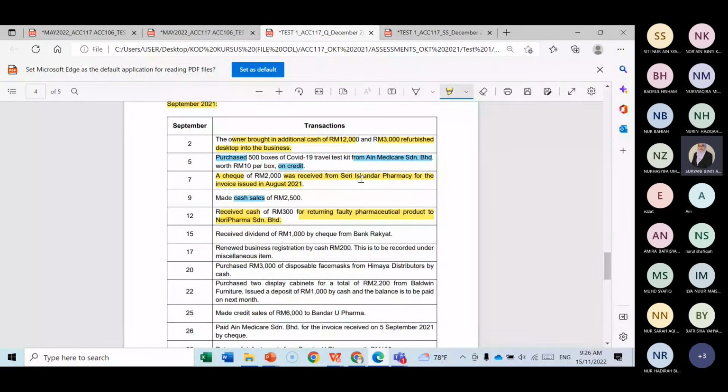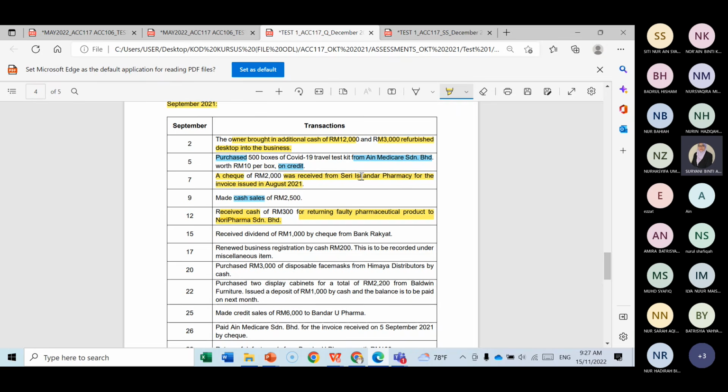Similar happen to Seri Iskandar. Seri Iskandar is our customer. He bought goods from us. How do I know he bought goods from us? Because he received invoice in August 2021. So during August, Seri Iskandar made purchase, tapi purchase by credit. That is why we give them invoice, not receipt.